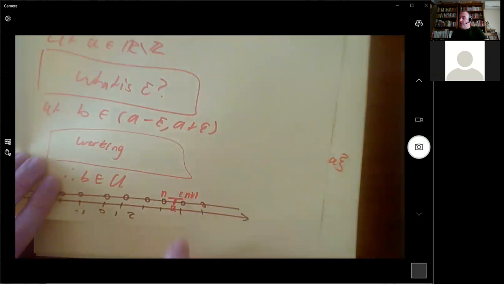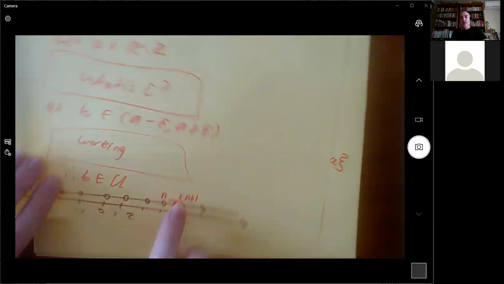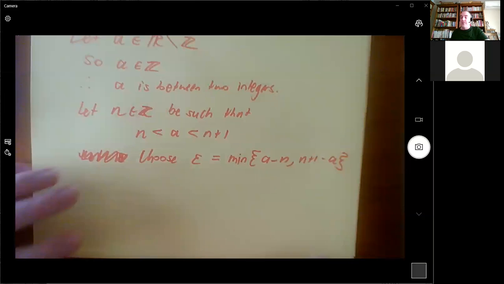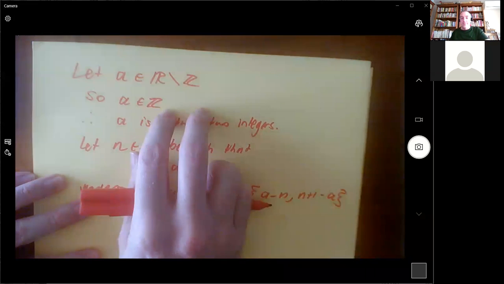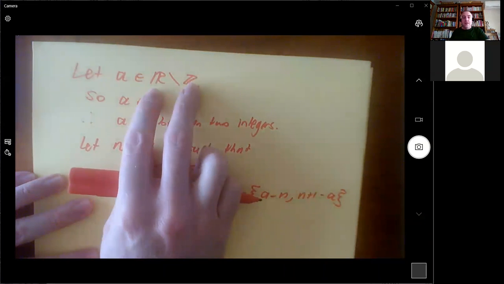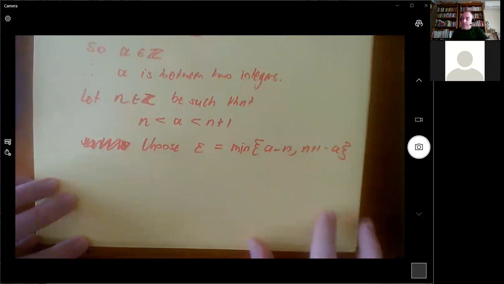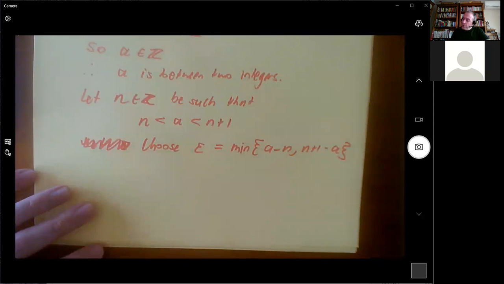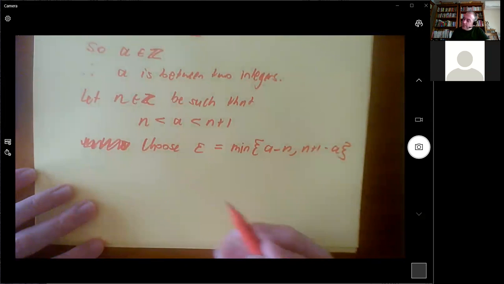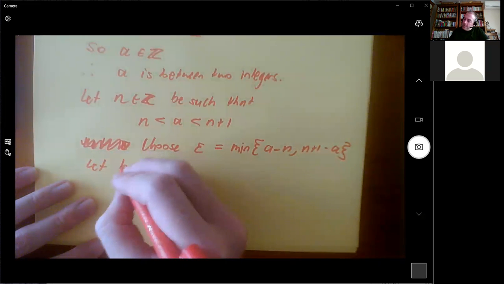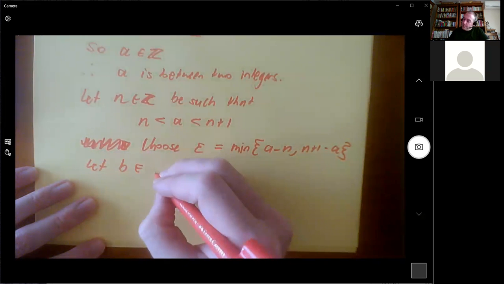And now I have to show that anything that's less than that away from A has to be not an integer, basically, because that's the rule for being in this set. Being in this set means being a real number, but not being an integer. So, cool. Let B be in this set.